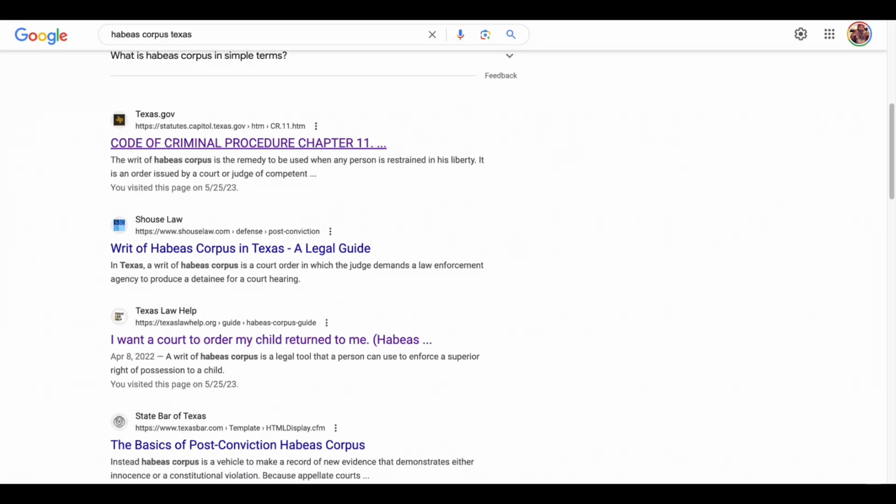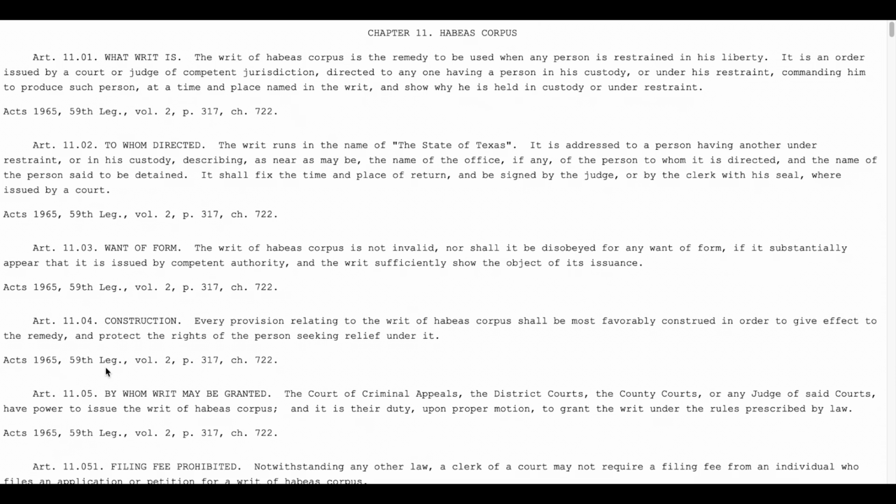Your petition, as I pointed out to y'all earlier, has to be under oath. Matter of fact, here it is. I showed y'all that in Delaware, and here we are in what state is this? Is this Texas? Yeah, this is Texas. Construction: every provision relating to a writ of habeas corpus shall be most favorably construed. Okay, I'm not going to go off into that.